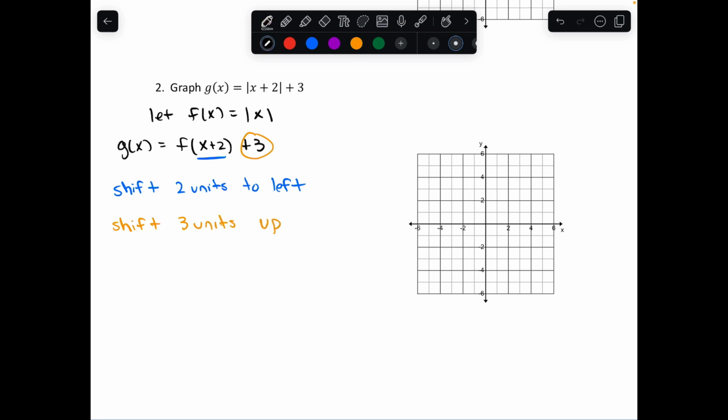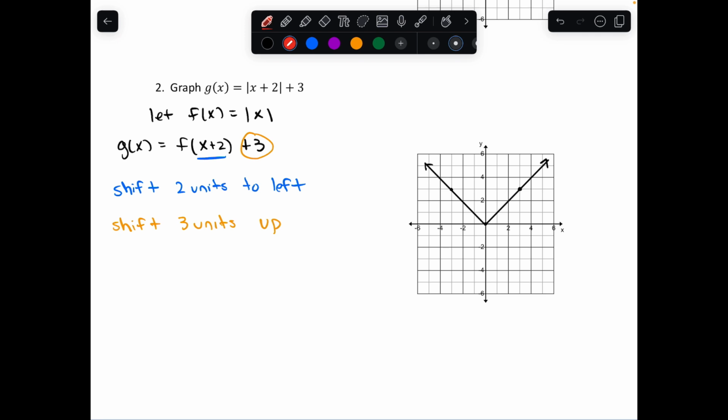So I like to graph my base function, so I'm going to do that real quick. So absolute value of 0 is 0, absolute value of 3 is 3, and the absolute value of negative 3 is 3. Okay, so I have the graph of my base function, and what am I doing to it? I'm going to shift it 2 units to the left and then 3 units up.